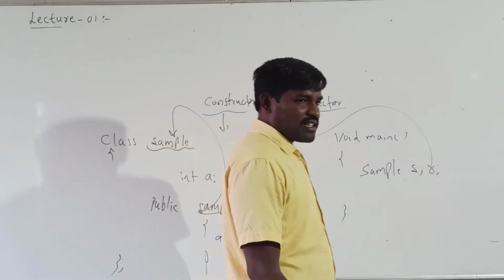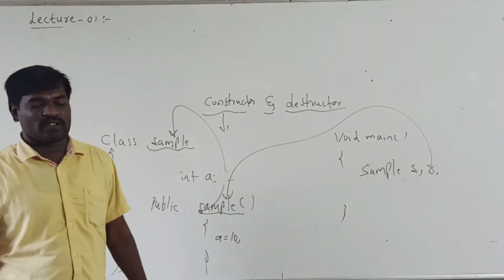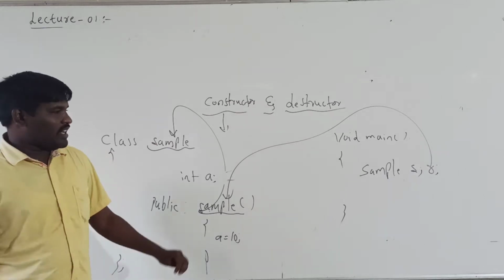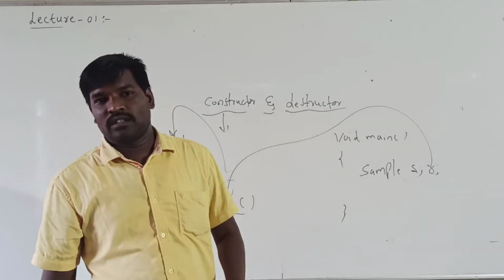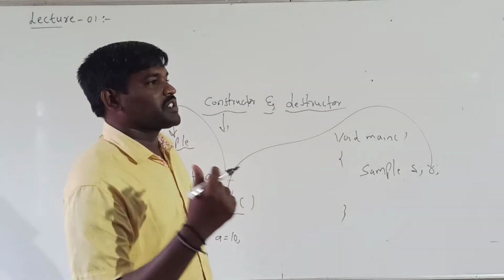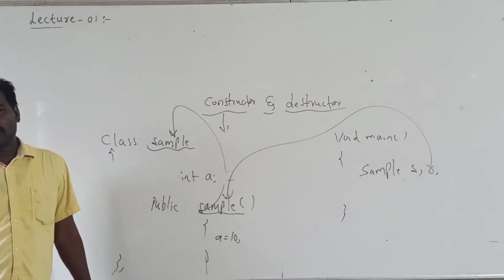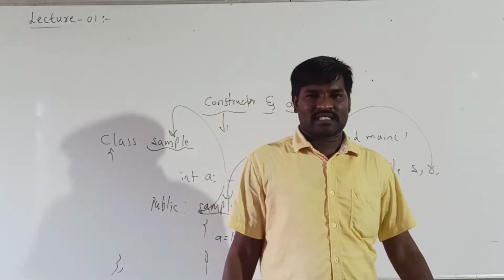And constructors cannot refer to addresses. Addresses cannot be referred to by constructors. And when the object is created, the constructor will allocate the memory for the variables. Which variables? Private data members. So these five are the characteristics of constructor.